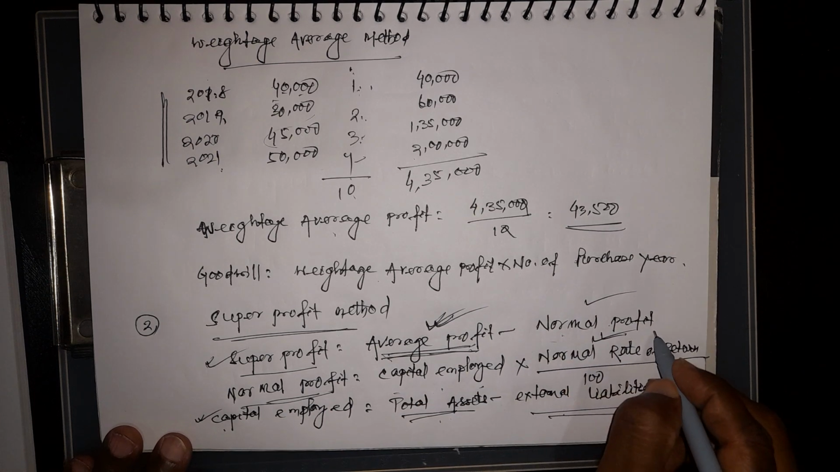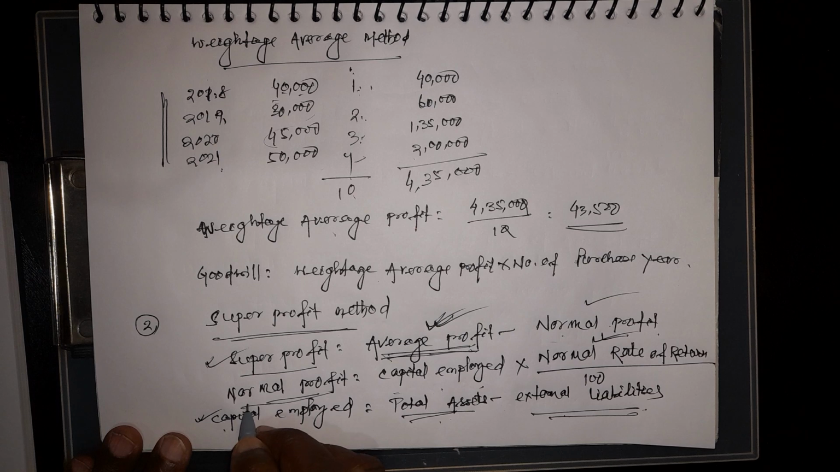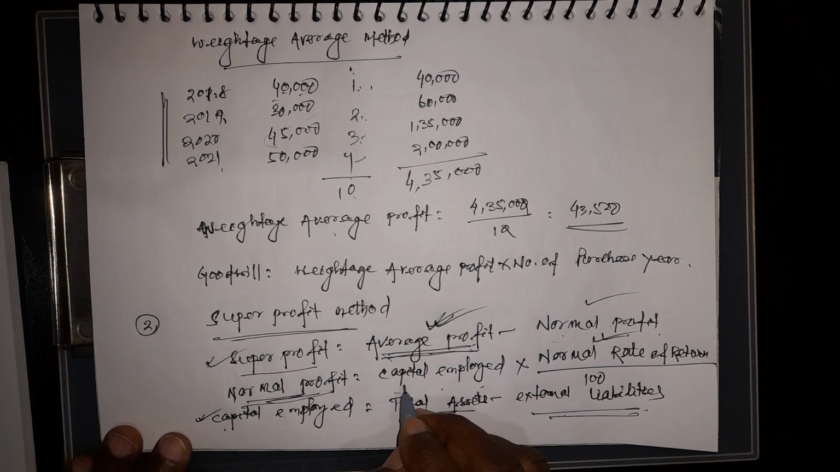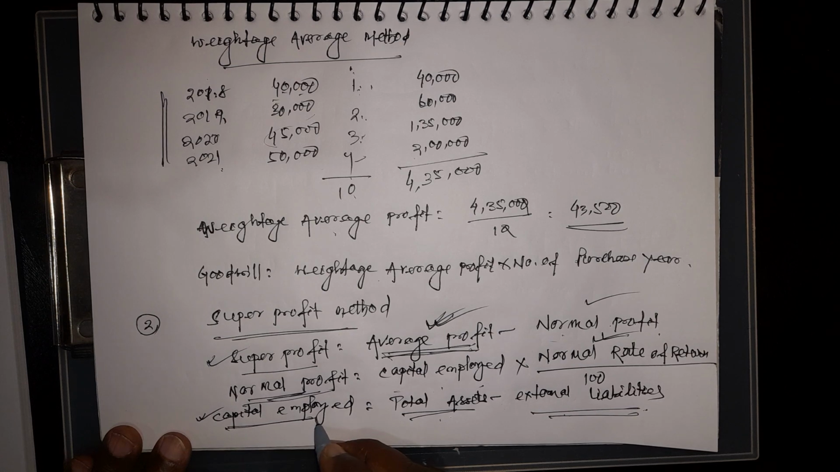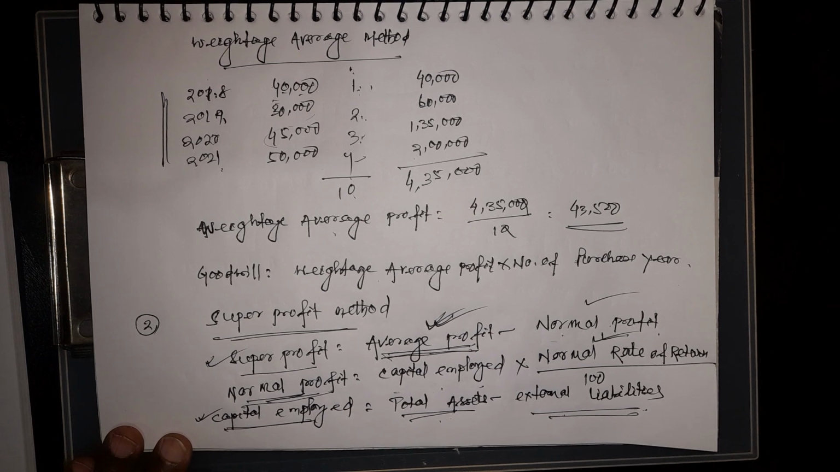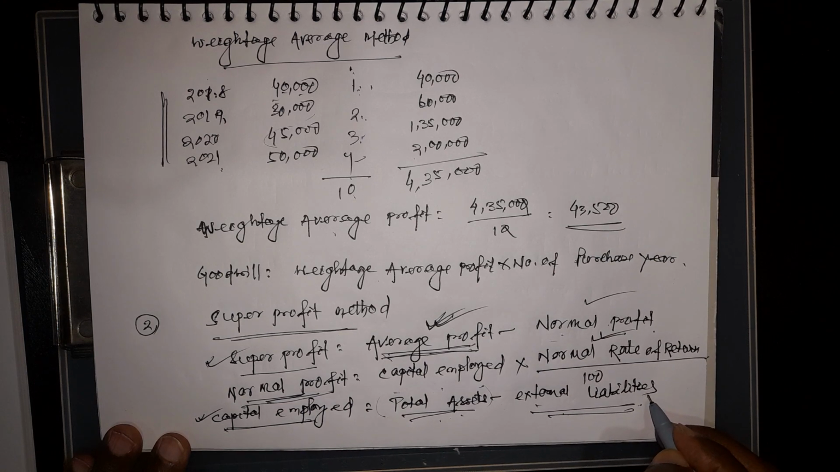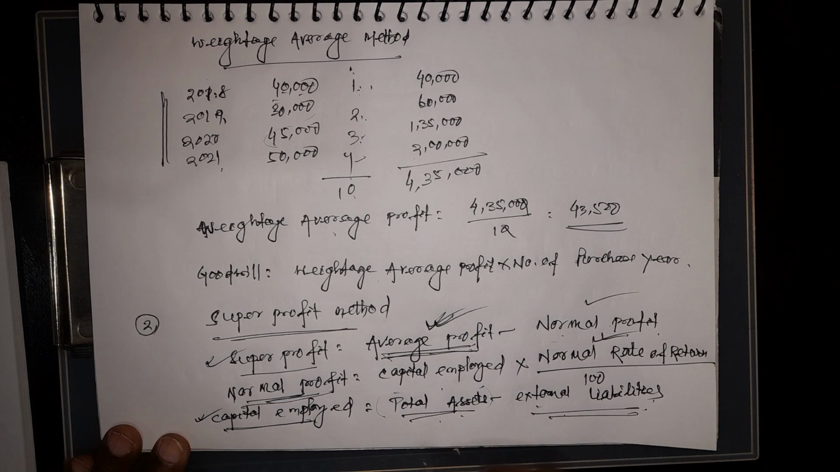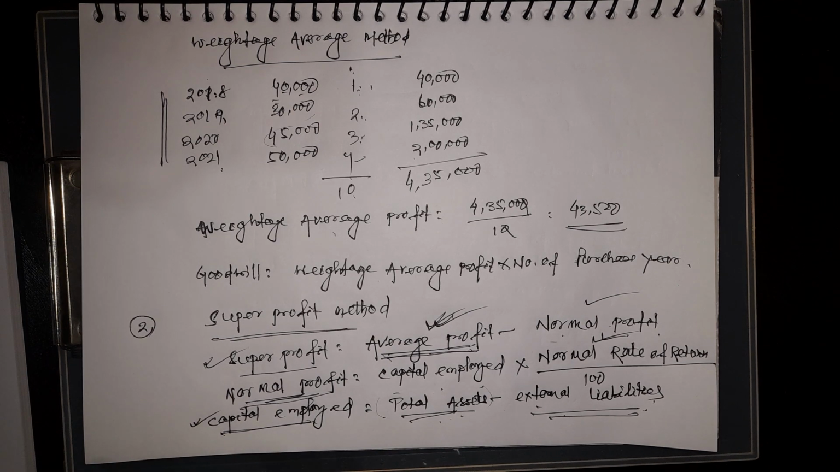Then you will calculate the normal profit. Before calculating the normal profit, you have to calculate the capital employed. How will you calculate the capital employed, or capital invested in the business? Total assets minus external liabilities. Sometimes in the question the total capital invested in the business is given directly, so no information about assets or liabilities will be given. That will be the capital employed.